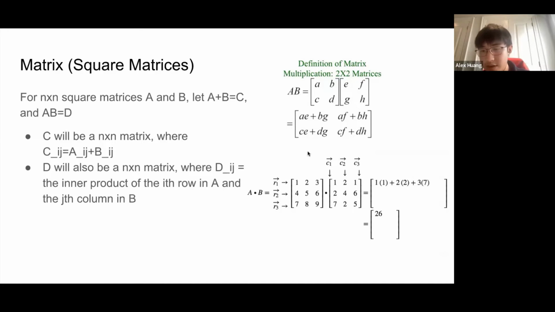And here I also have another example of a 3 by 3 matrix. And how do you calculate it? For example, the first entry is 1 times 1 plus 2 times 2 plus 3 times 7, right? It's the inner product of the first row and the first column. Okay.